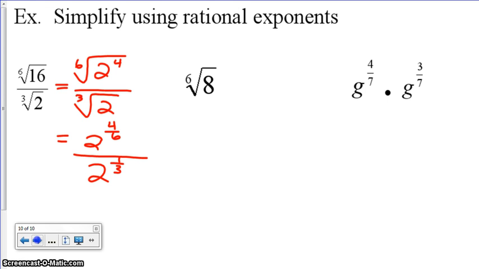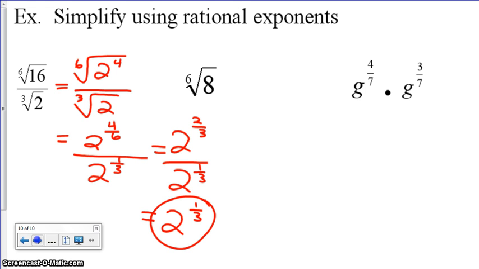Well, this reduces to 2 to the 2/3 over 2 to the 1/3. They have a common base, so I can subtract my exponents. I'm left with 2 to the 1/3 power.